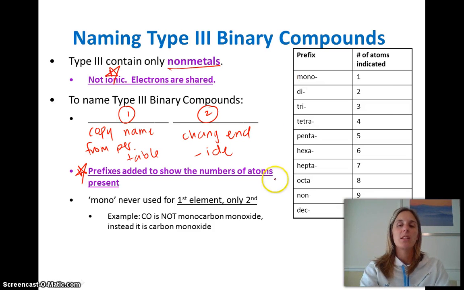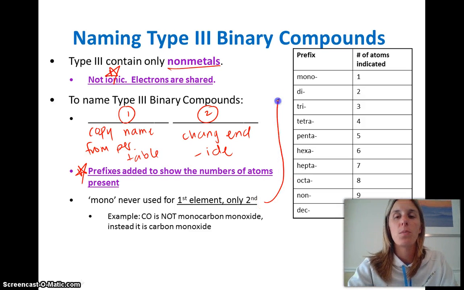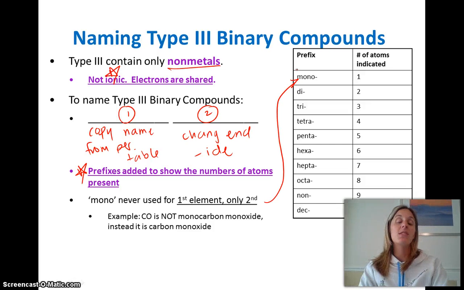So these prefixes are things that you're definitely going to want to make sure that you memorize for your naming test, because these tell us how many of our elements we have present. Now here is the tricky thing. This prefix mono is only used for the second element. It's never used for the first element. What do we mean by that?